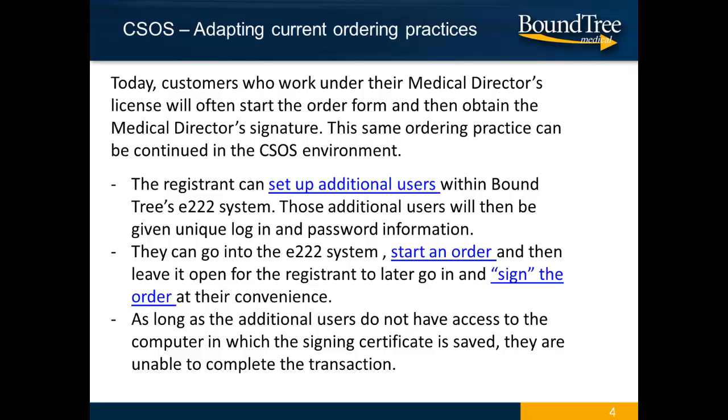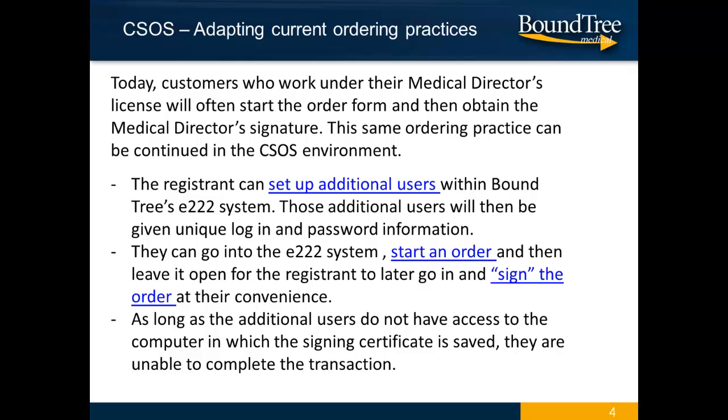The registrant can set up additional users within the Boundtree E222 system. Those additional users will then be given a unique login and password. They can go into the E222 system, start an order, and then leave it open for the registrant to sign at a later time. As long as the additional users do not have access to the computer in which the digital signing certificate is saved, they are unable to complete the transaction.